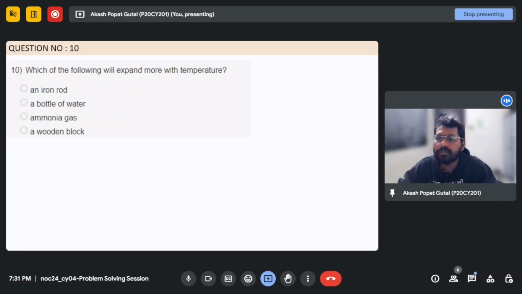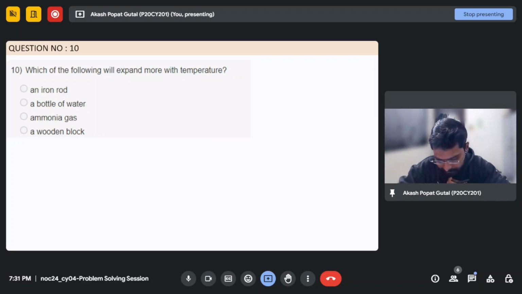Tenth question would be, which of the following will expand more with the temperature? An iron rod, a bottle of water. Third option is ammonia gas, and fourth, a wooden block. What do you think? Which should expand more with the temperature?